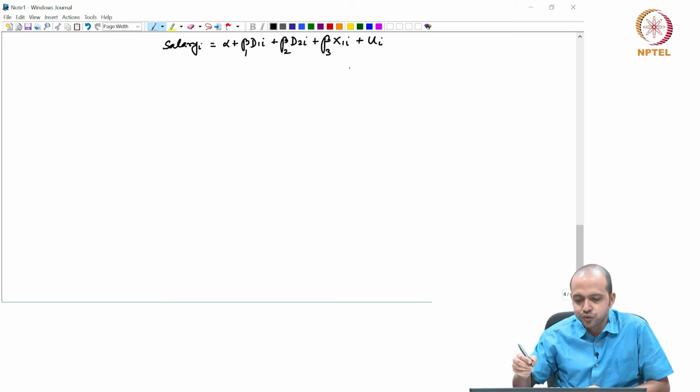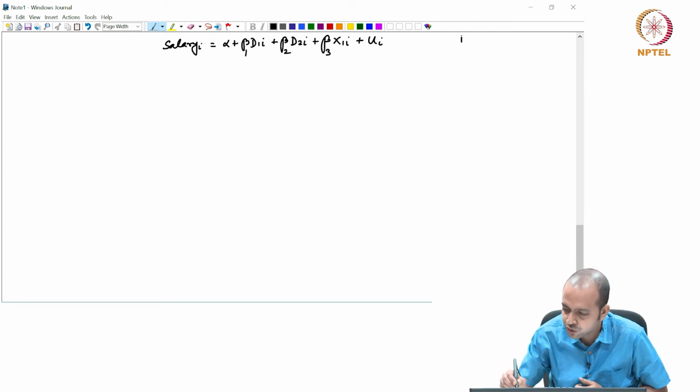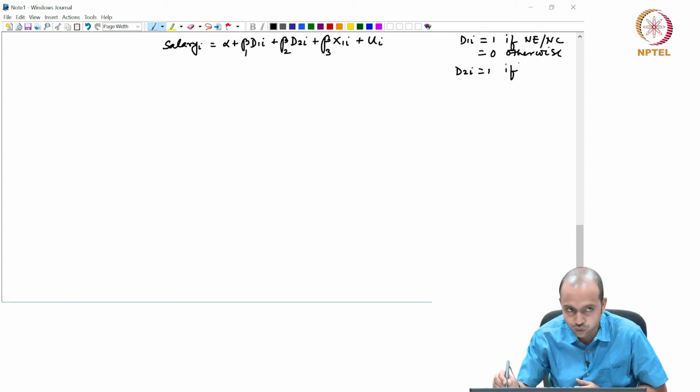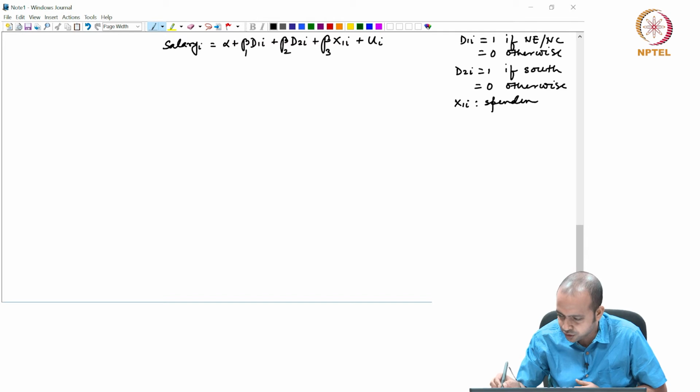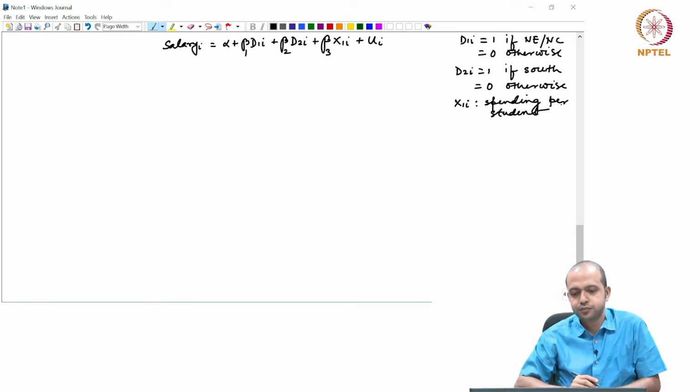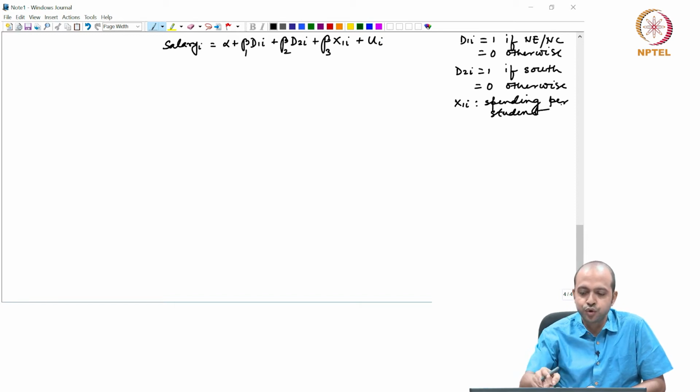Okay. And the definitions of x1, d1i and d2i are the same. That means d1i equals 1 if northeast or north central, 0 otherwise, d2i equals 1 if south, 0 otherwise, and x1i is the public spending, per student. Okay. Now, in this example, we have introduced the dummies, but we have not interacted the dummies with the covariate x1.